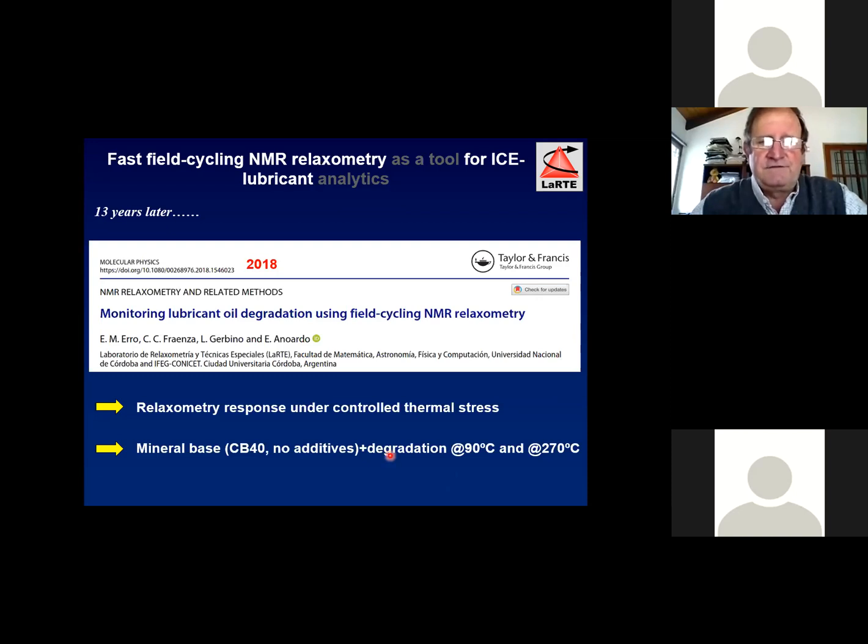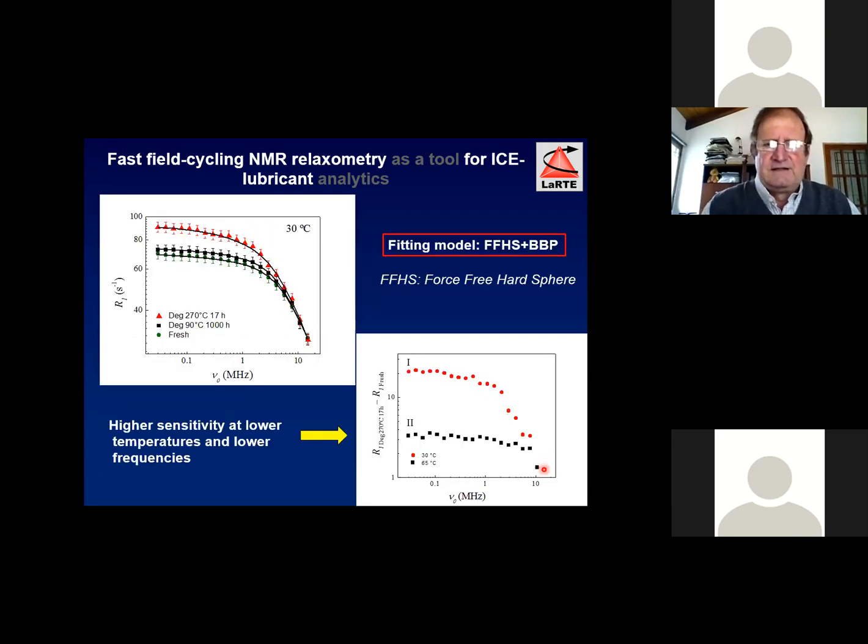So after 13 years, we came back, and now we started to try to do some more controlled experiments. So we went to the base oil, not the lubricant, just the base, and a controlled degradation in the laboratory, not in an engine. And we chose a controlled degradation that is important in an engine. It's a thermal degradation. So we chose two temperatures, 90 degrees and 270 degrees. So you see here the results, the dispersion curves are very similar, like before.